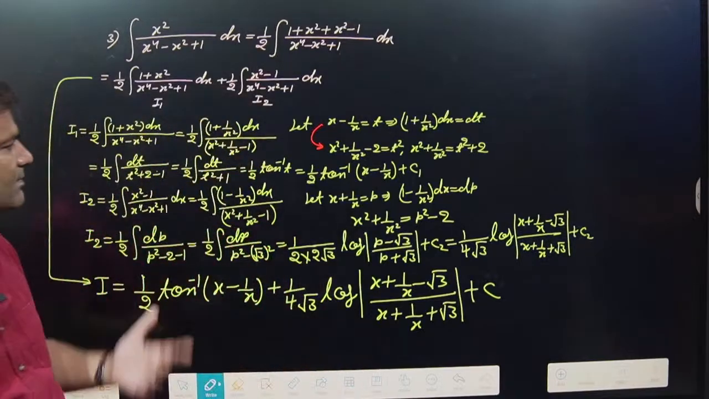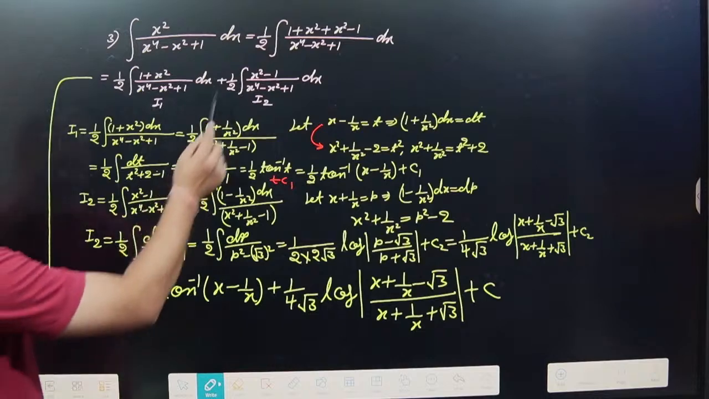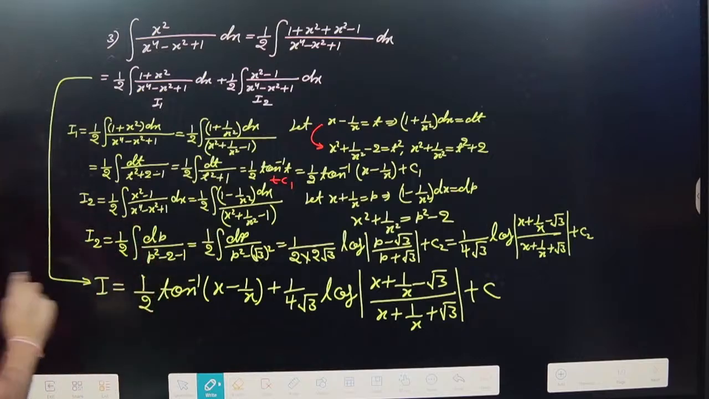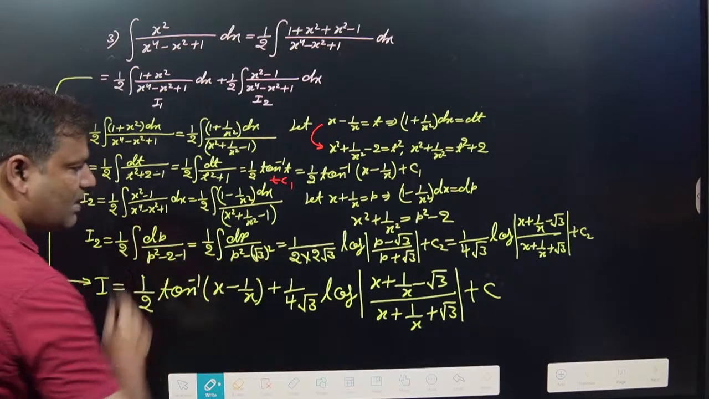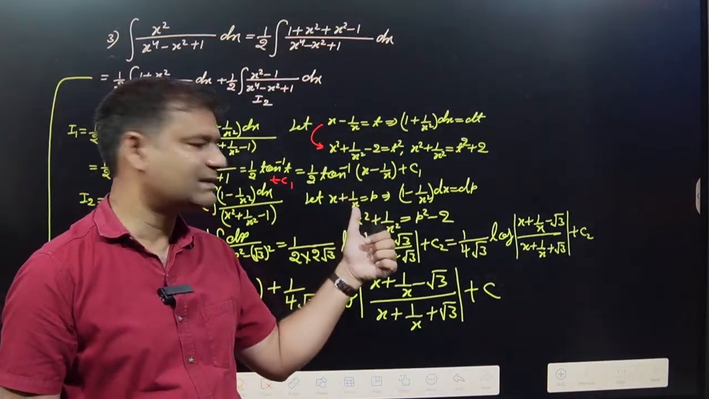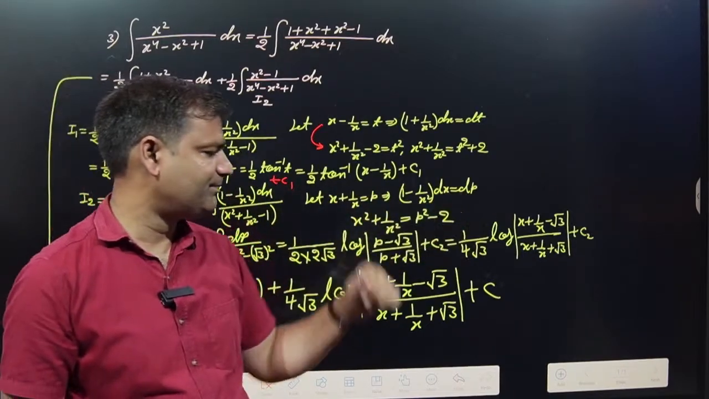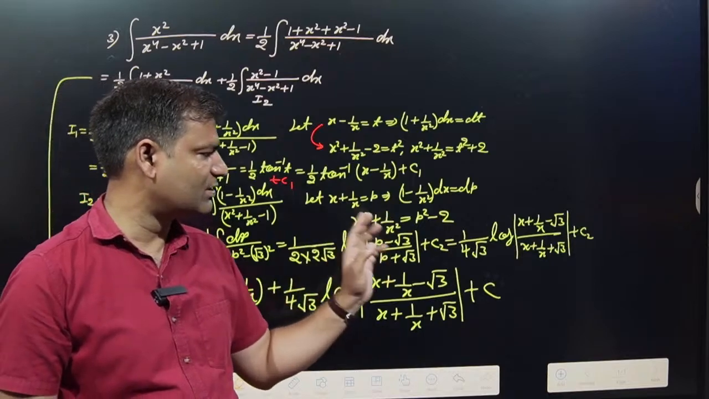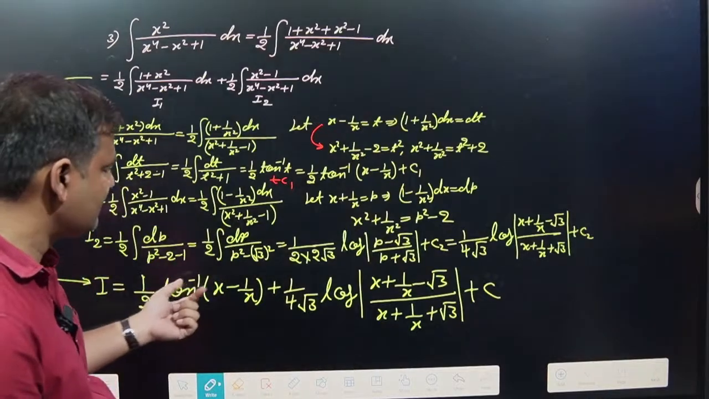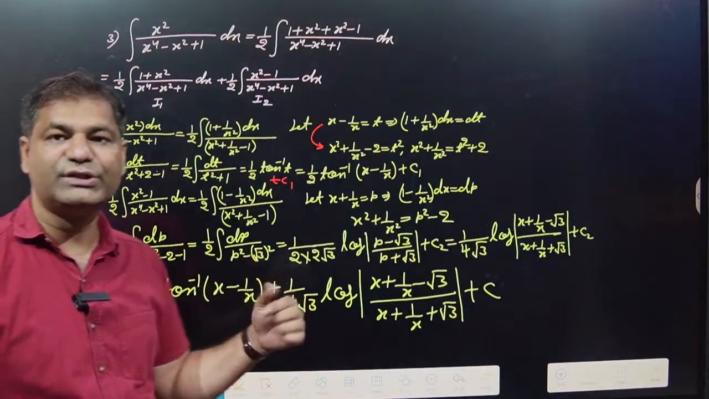Next, we focus on I2. I2 is 1 by 2 into x square minus 1 upon x to power 4 minus x square plus 1. If x square is taken common, then after that, if we integrate, we get x plus 1 upon x, which is taken as p, so its differentiation is dp. Squaring both sides, we get p square minus 2; basically x square plus 1 upon x square is replaced by p square minus 2. Then we get 1 by 2 dp divided by p square minus root 3 to the whole square, where 3 is written as root 3 squared.